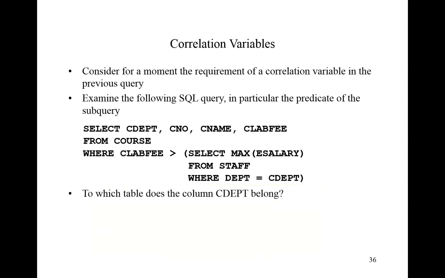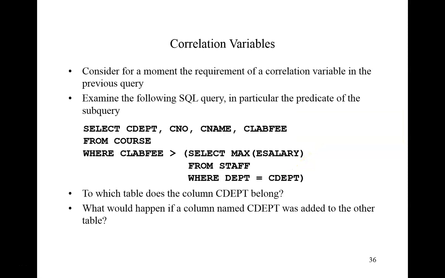Question is, to which table does C department belong? If you describe the staff table, it's not a column in the staff table. It's a column in the course table. We are actually making a refer back from the subquery to the main query. It's kind of implied here. There's no explicit correlation variable.